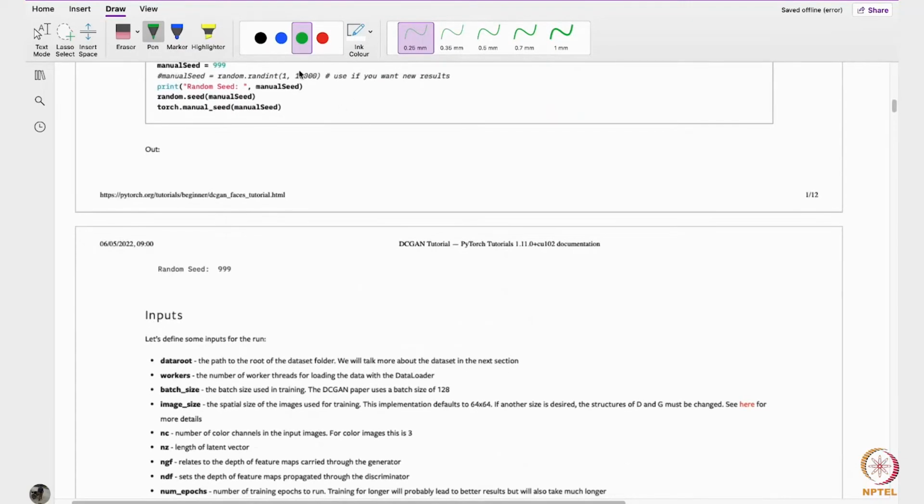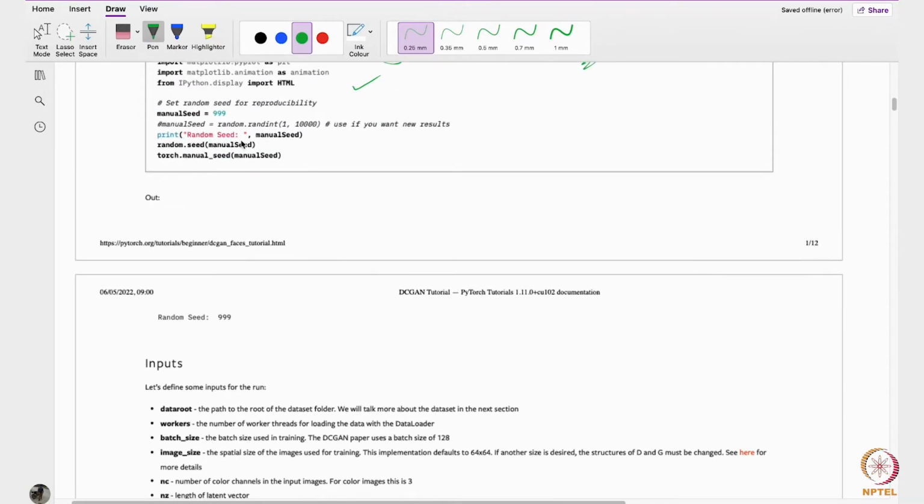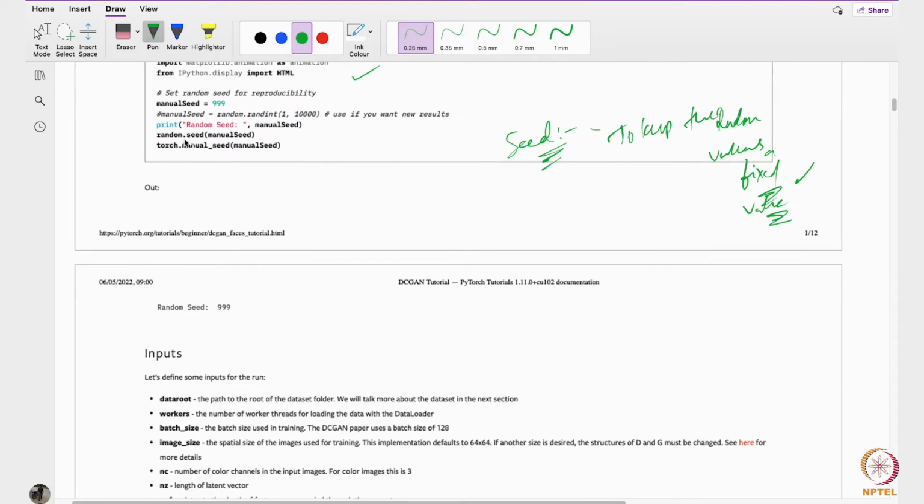Next thing is, they have set the manual seed, and usually we use random values, especially for initializing the weights or some other places. To repeat the same values, we always go for a seed to keep the random value as a fixed value throughout the program. That means for a particular run, the value should not change. That is how we go for manual seed, similarly in torch and even random seed.